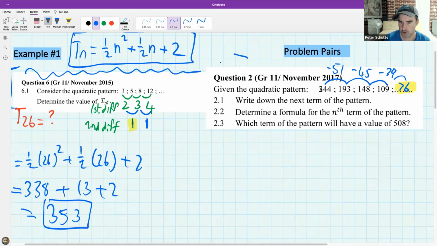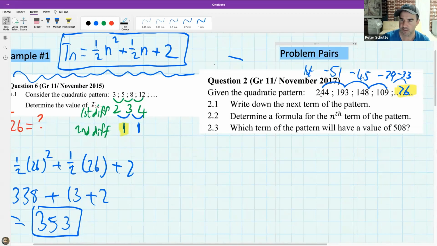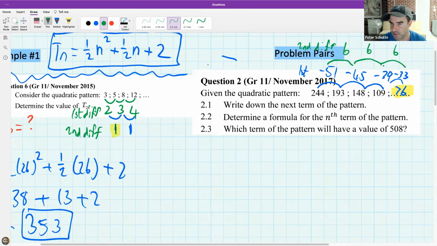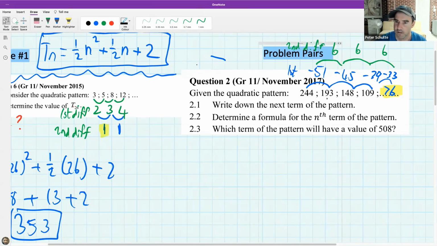So for a lot of you, what you could do is work out the formula for the pattern first. But just to show you what I did, I looked at the pattern of the first differences. I knew that to get the next one, I would take away 33 because the second difference is basically 6, right? Notice how I'm just writing the second difference and the first difference on top of each other going up because of space, but you can do that if you have to.